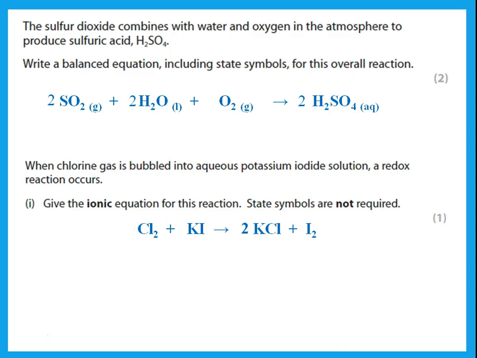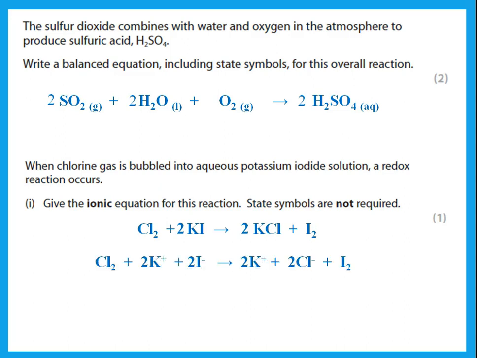Balancing, I have 2 chlorines before the arrow, so I need 2 in front of the KCl. That means I now have 2 Ks, so I need this to balance the potassium and the iodine. Okay, state symbols are not required, so I balance this, but I need to write the ionic equation. So to write the ionic equation, I have to keep in mind which one is aqueous and which one is a solid, liquid, or gas.